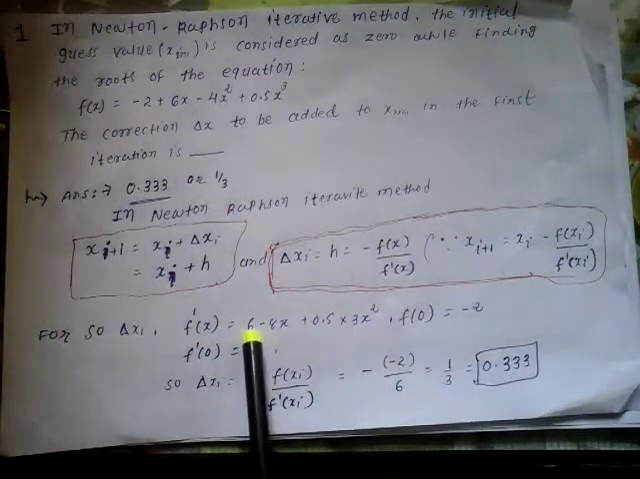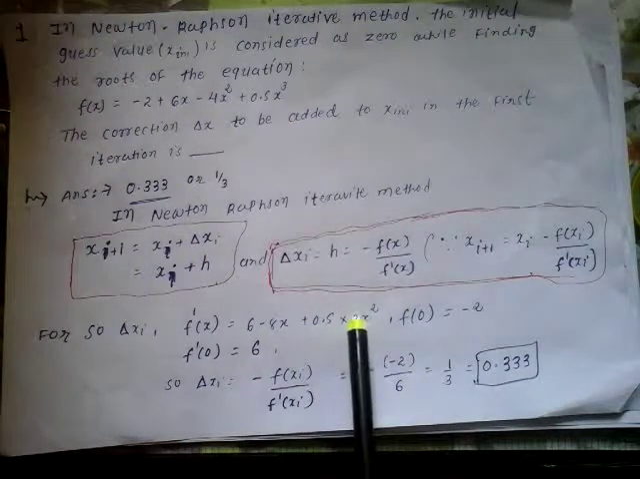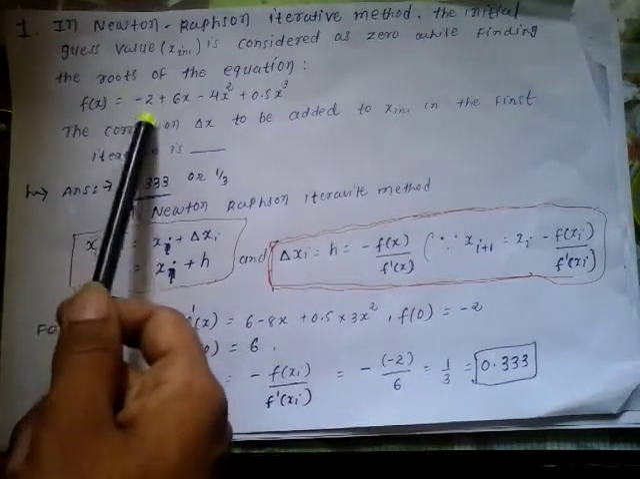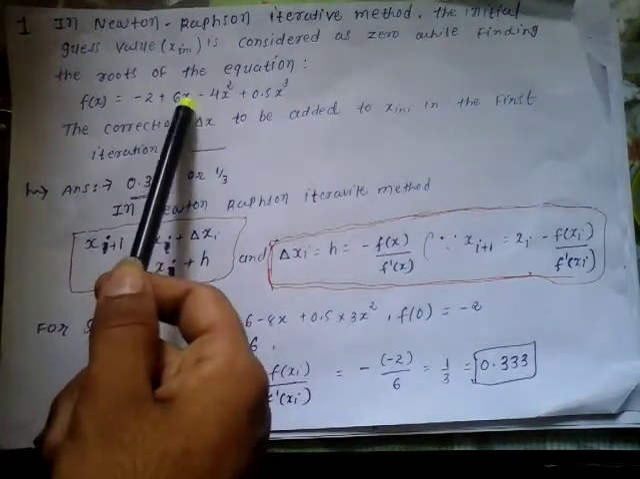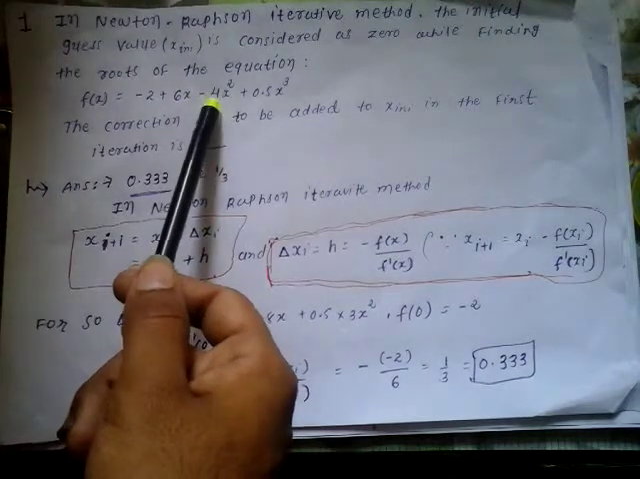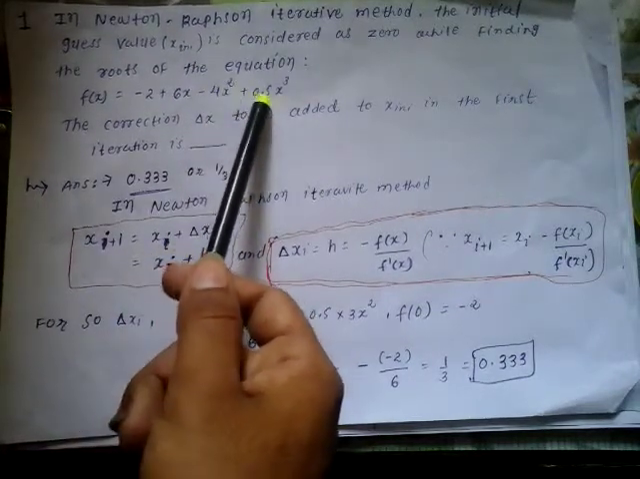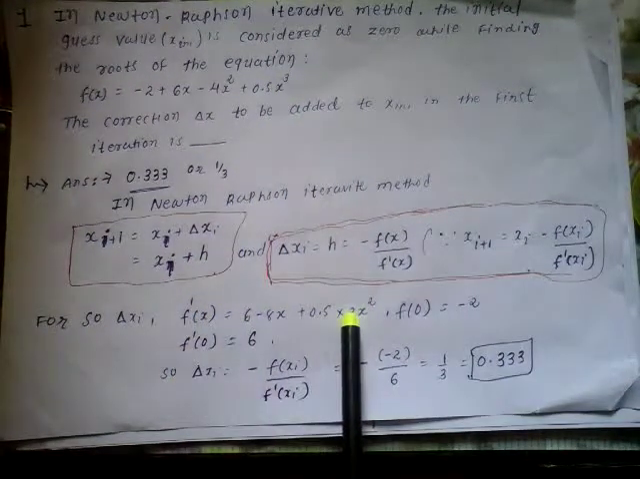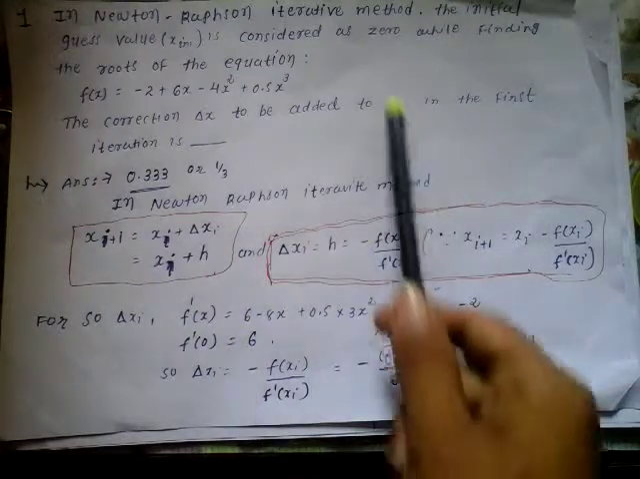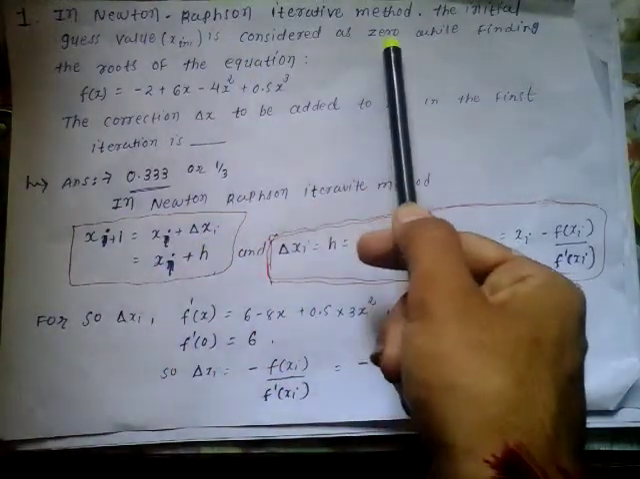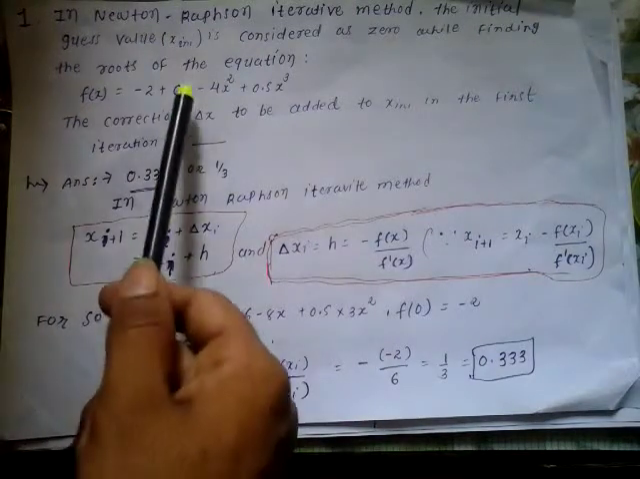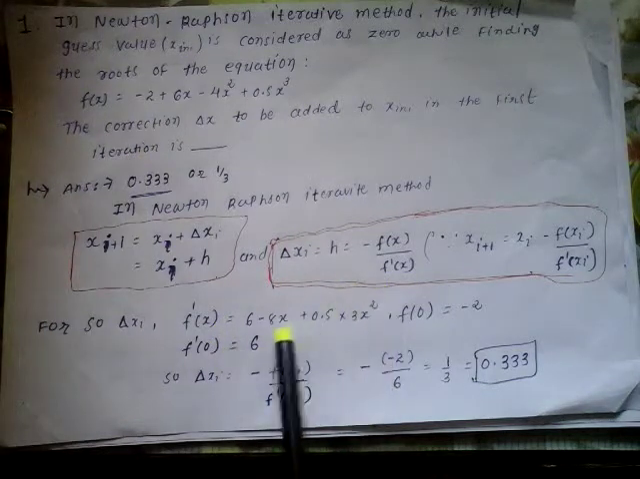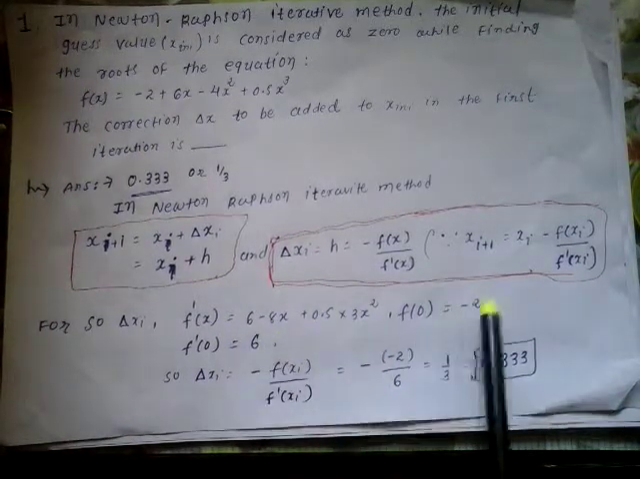So f dash x will be 6 minus 8x plus 0.5 into 3x square, because minus 2 is a constant, so it will be neglected. Then 6 into 1, minus 4 into 2x, plus 0.5 into 3x square. Also f dash 0, because the initial value is said to be 0. Putting the value of 0, we got f of x is equal to minus 2 and f dash x is equal to 6. So put these values.